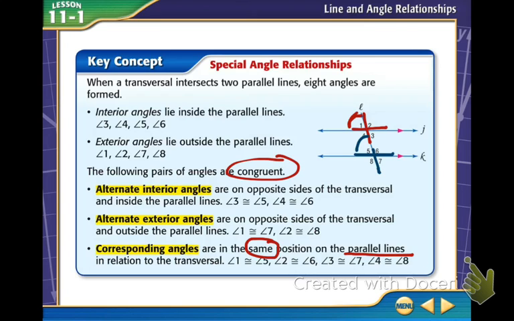Let's try one more. There are 4 sets, 3 more of them. So if we take a look at angle 3, look in the same position of the intersecting lines down below, and we would have angle 7. So angle 3 and angle 7 are corresponding, and that means they're congruent. So other pairs would be 2 and 6, and 4 and 8.